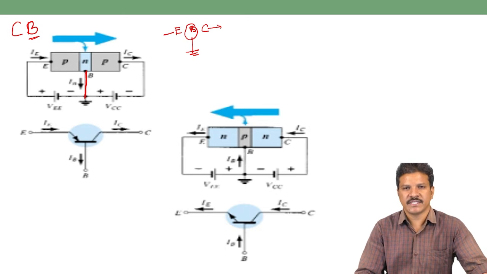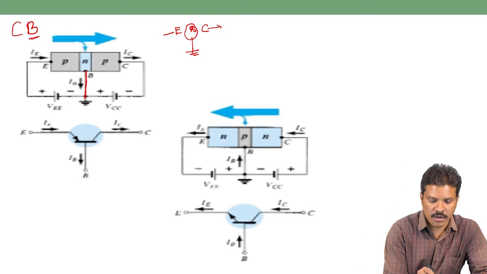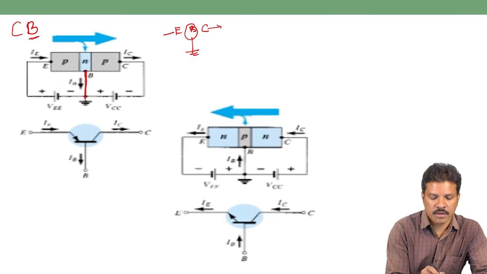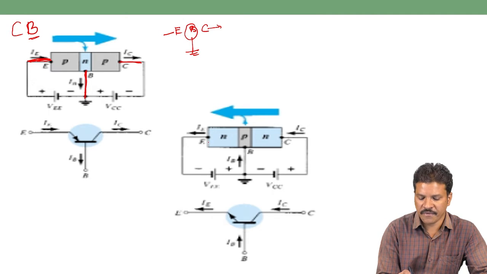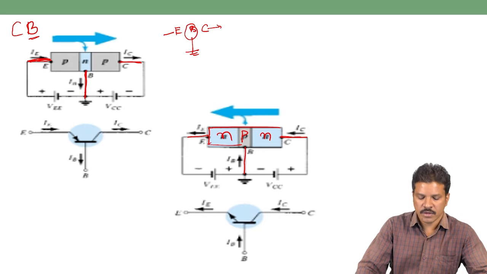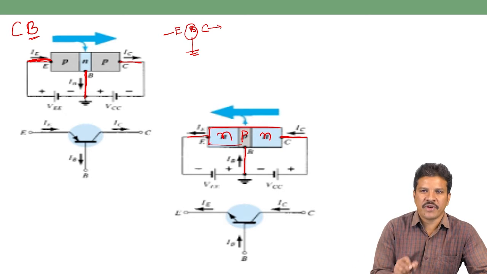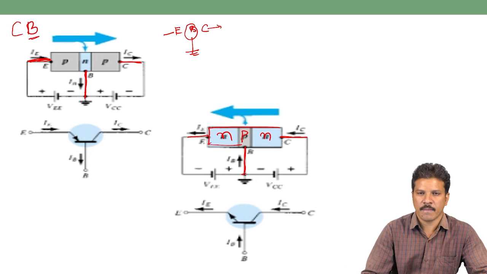The name itself says that common base means the base terminal is common. So here I am connecting the base to ground, the emitter terminal to input and the collector terminal to output, if it is a PNP transistor. If it is an NPN transistor, the N-type emitter is connected to the input terminal and the N-type collector is connected to the output terminal, and the P-type base is connected to common ground. So irrespective of the type of transistor, the middle base terminal is connected to common.